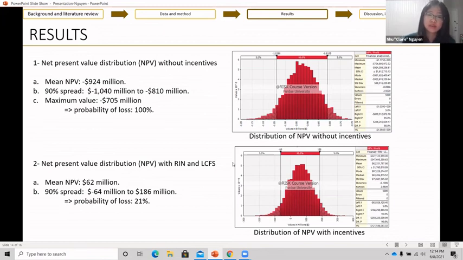But when the BTC and LCFS enter, then the situation changes. And as you can see, the mean NPV with the BTC and LCFS is around $62 million, and the 90% spread now becomes negative $64 million to $186 million. And the probability of loss decreases to 21%. So that is a drastic improvement from the case without incentive, and it is also much lower than the study of McGavie and Tyner results.